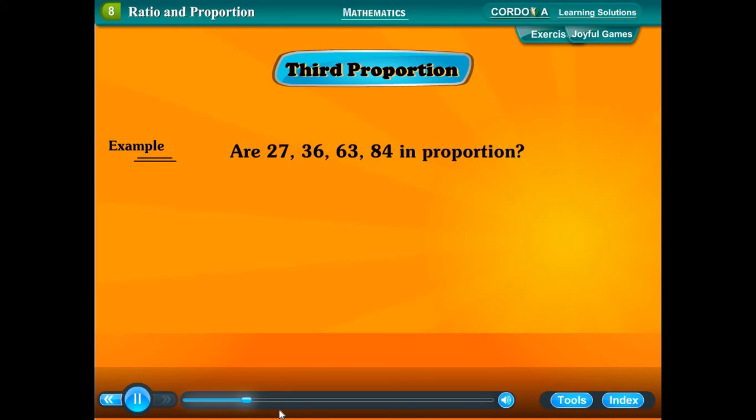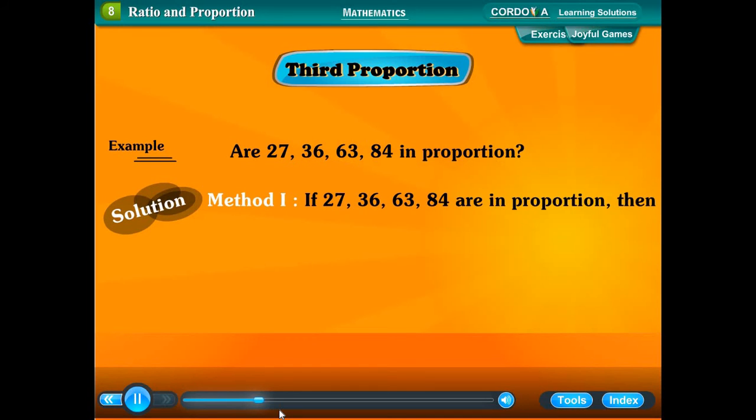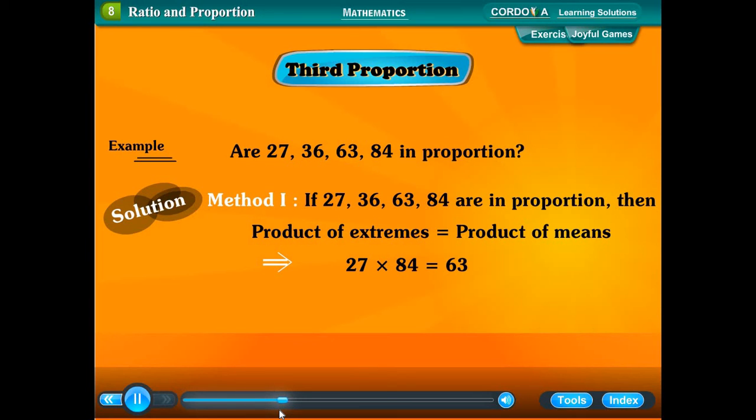Example: are 27, 36, 63, 84 in proportion? Solution. Method 1. If 27, 36, 63, 84 are in proportion, then product of extremes is equal to product of means. This implies 27 into 84 is equal to 63 into 36. 2268 is equal to 2268. Hence, 27 is to 36 as 63 is to 84.